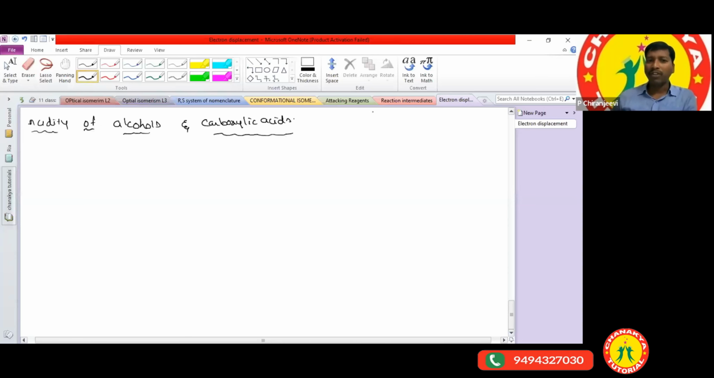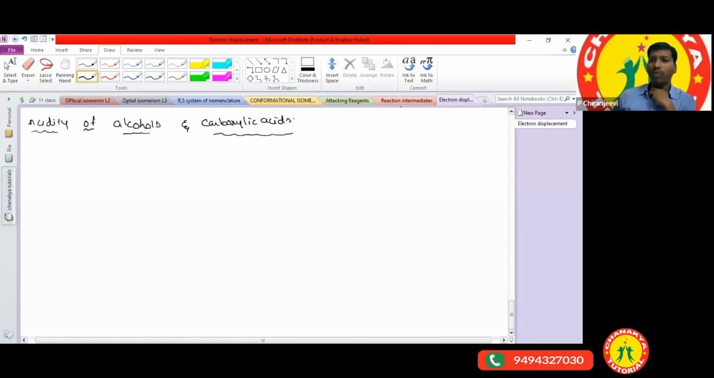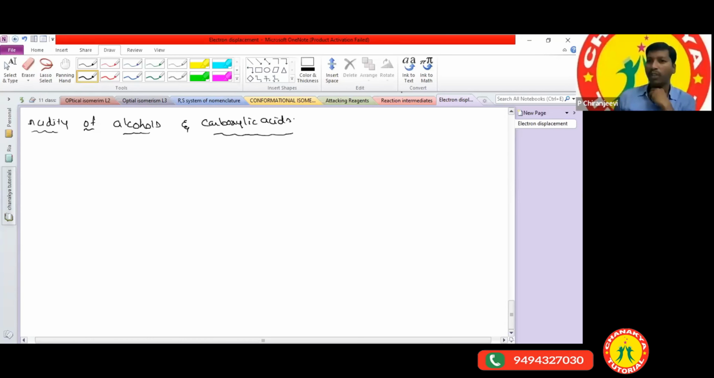So what is the functional group of the alcohols, ma? Aditi? Sir, OH. And what is the functional group of the carboxylic acids? COOH. Okay, so the functional group of alcohols is OH and the functional group of carboxylic acids is COOH.